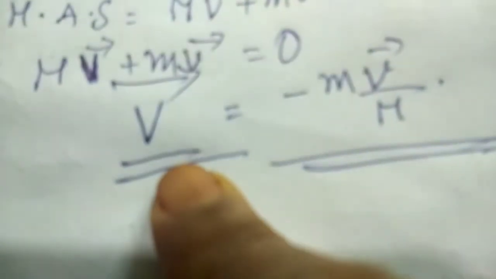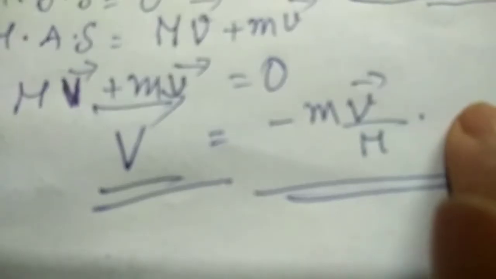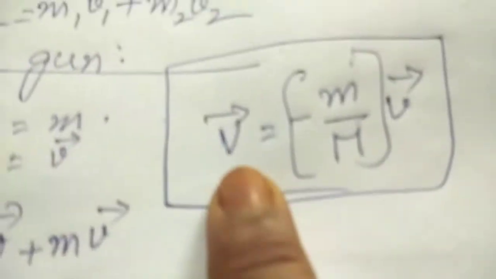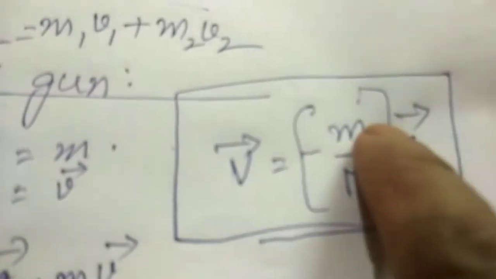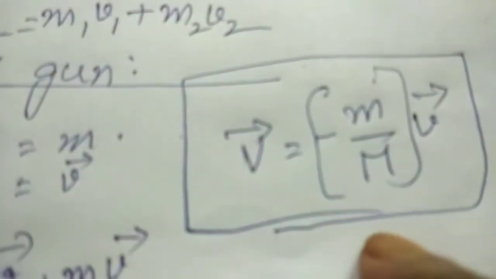Now recoil of the gun, V is equal to, when it goes this side, minus mv, divided by M. So V is equal to minus m by M into v.